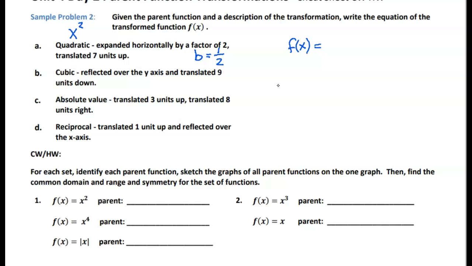So I know I have a b of 1/2, and I translate 7 units up. Well, going up, if you look in your chart, is a k value. So I have a k value of +7. So now I know in my function, it's a quadratic function, in front of my x, I need a 1/2 for the b value, and I add the k value at the end, and there's your function.